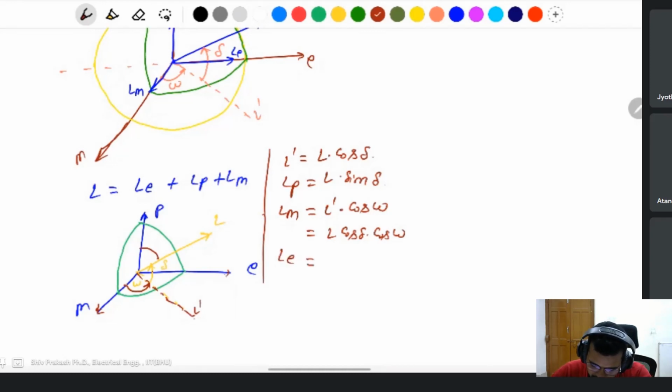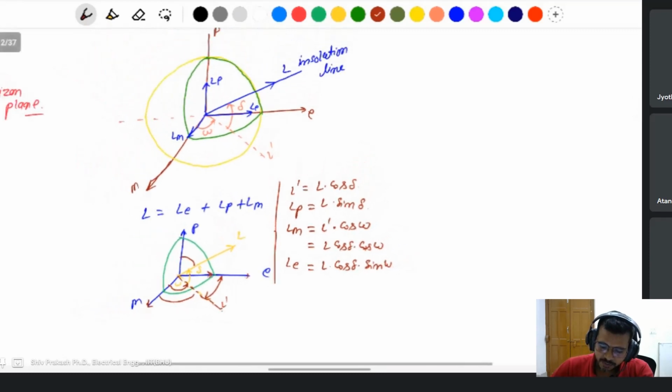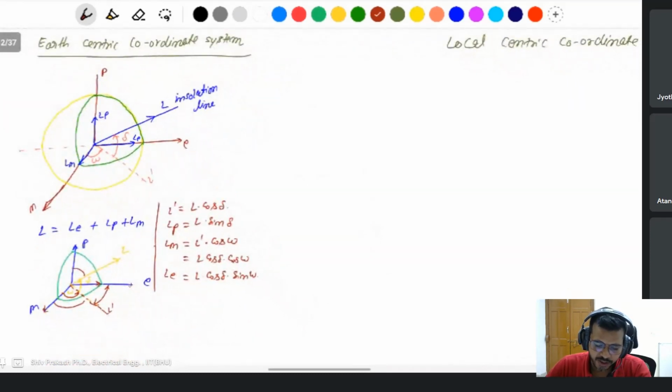This axis insolation will be defined at an omega angle. Then this will be 90 minus omega. Same thing, in place of cos omega it becomes sin omega: L cos delta into sin omega. These will be the three axes LP, LM, and LE. This will be the earth centric coordinate system.